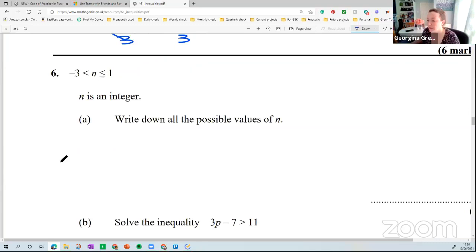Okay, -3 is less than n, which is less than or equal to 1. Write down all the possible values of n. So it can't include -3, so we'd start the next one, -2, -1, 0, and it does include 1. That's it.